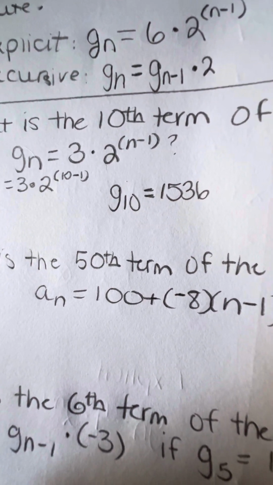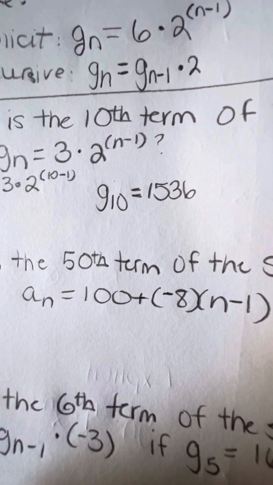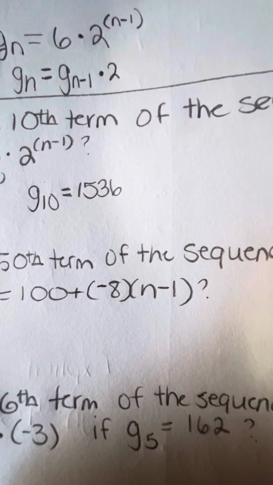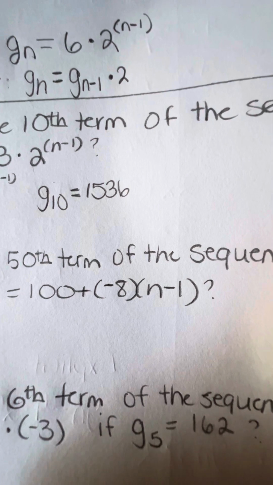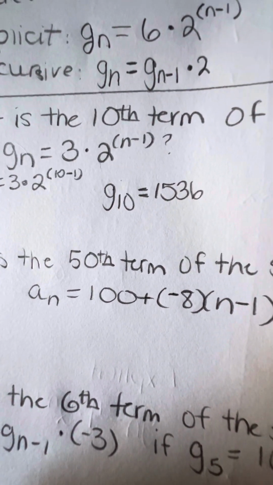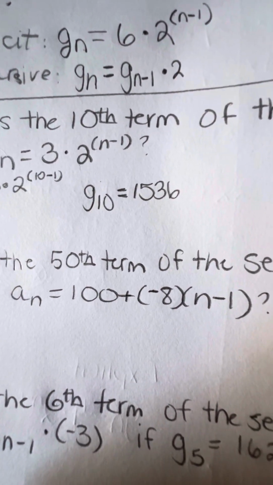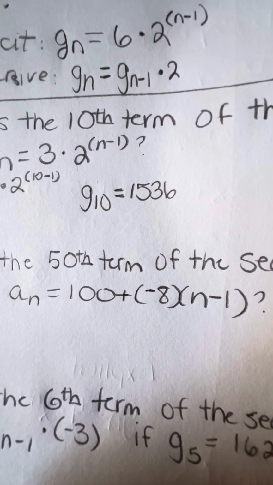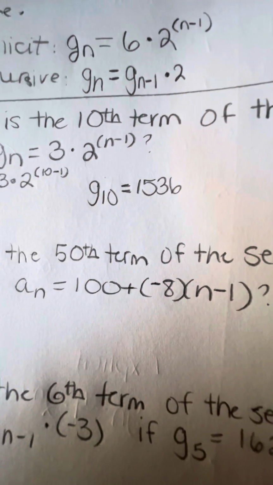So if I'm looking at this problem, we're looking for the sequence A sub n equals 100 plus negative 8 times n minus 1. Because we have the A, that tells us it's arithmetic, which means we're adding. In this case, we're actually subtracting, but we're adding a negative number. So it's going to keep decreasing by 8. That's what it tells me. It's telling me that I'm starting with 100, because that's what this formula gives me.